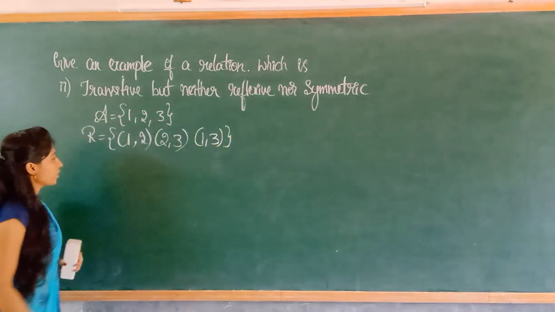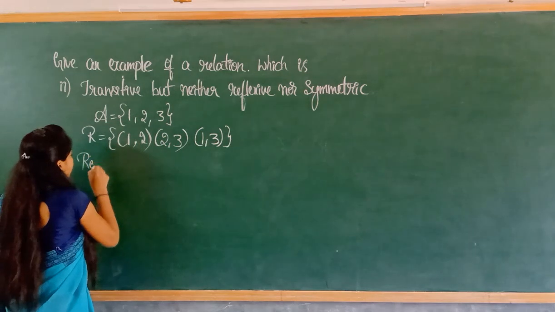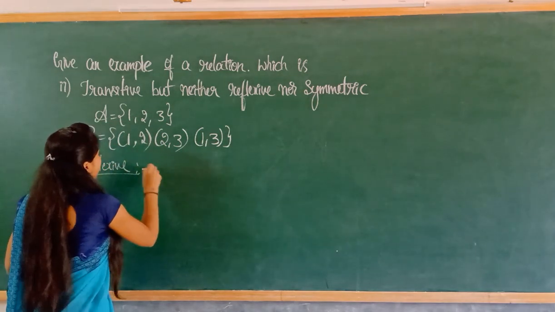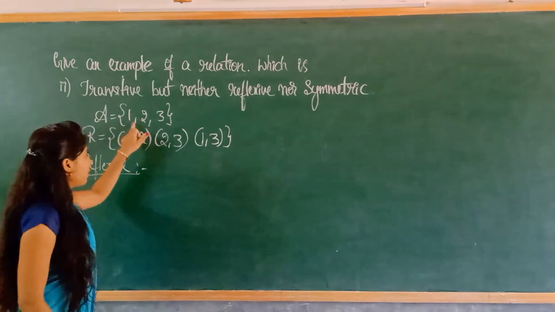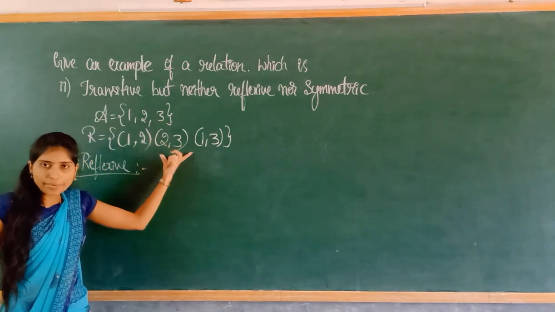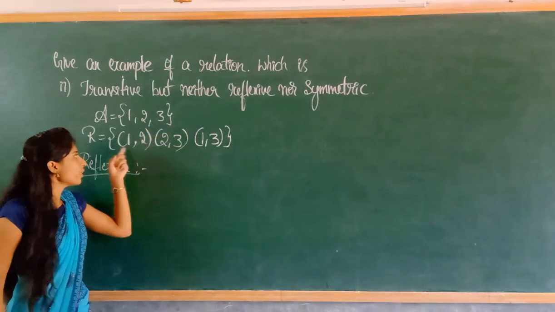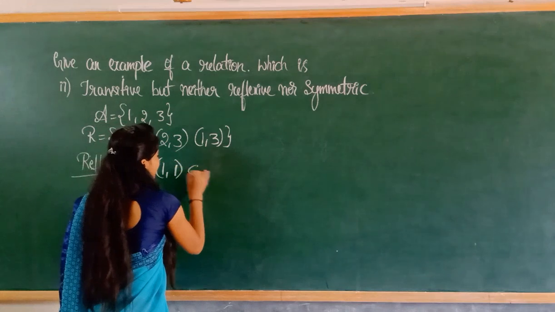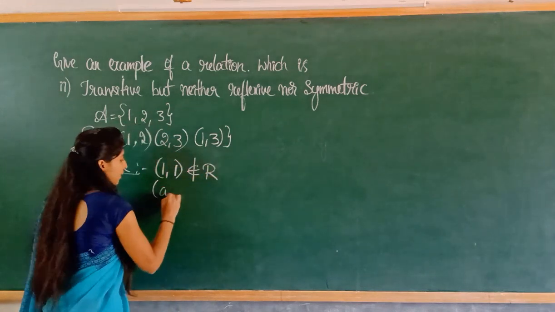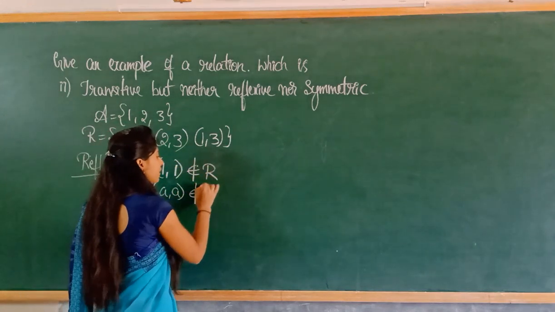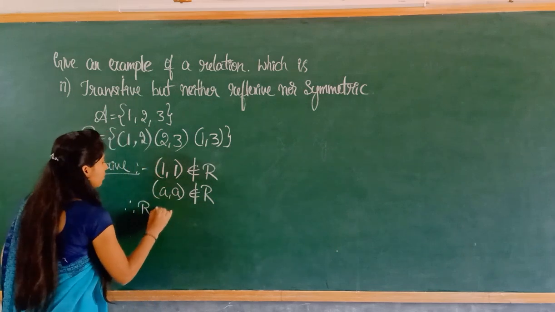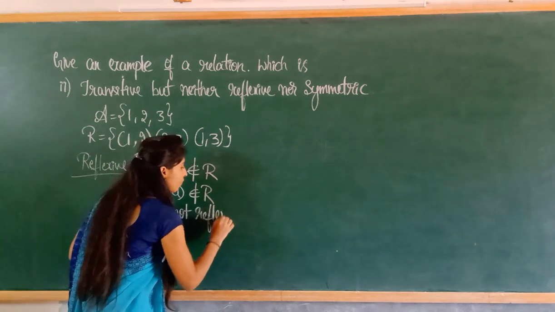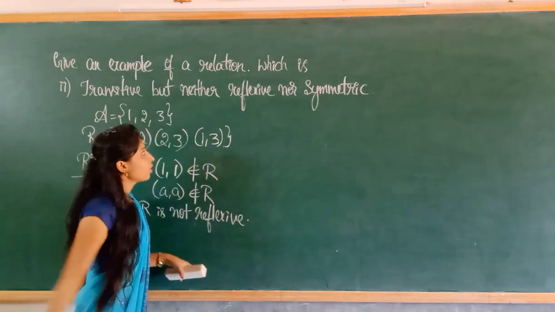Okay, now see here the first is reflexive, right? For reflexive, what is the condition? All the elements of set A should have double pairs, right? (1, 1), (2, 2), (3, 3). But here no double pair is in the relation. So (1, 1) does not belong to R. (a, a) does not belong to the relation. Therefore, R is not reflexive.